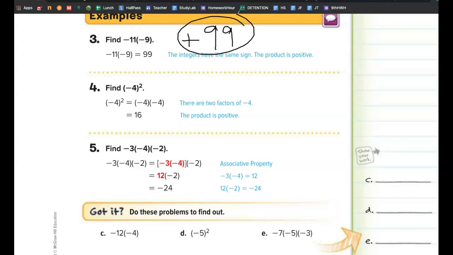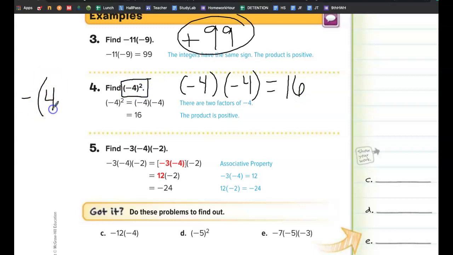You have negative 4 squared. What does the squared mean? 4 times itself. So this actually means negative 4 times negative 4. How many negatives do you have there? 2. So is your answer positive or negative? Positive. And what is 4 times 4? 16.